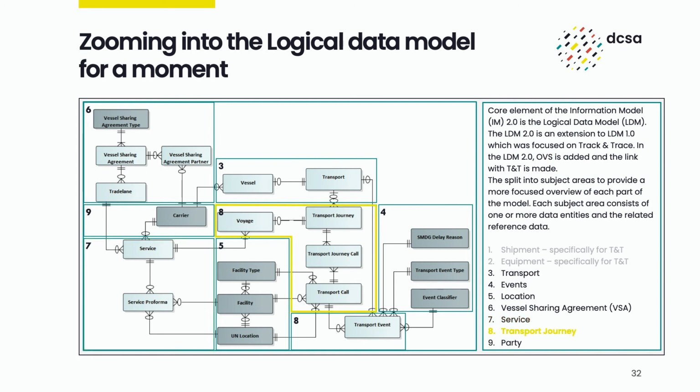Transport journey is the 8th subject area and stores each journey of a specific instance of transport. The voyage entity is a subtype of transport journey specific to where the mode of transport is a vessel. And last but not least, subject area number 9 is that for party, and it is reference data that captures all possible codes that uniquely define a carrier. This is just a very brief introduction to the logical data model, designed specifically for operational vessel schedules.